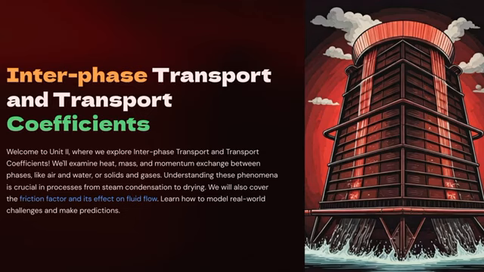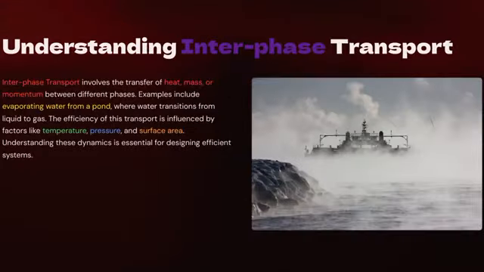Sounds tricky, right? Yep, and it's super important to understand how these transports happen across different phases, like steam condensing on a cold surface or moisture evaporating from clothes drying in the sun. So, interface transport is all about transfer of heat, mass, or momentum between different phases, like air and water or solid and gas. For example, evaporating water from a pond.